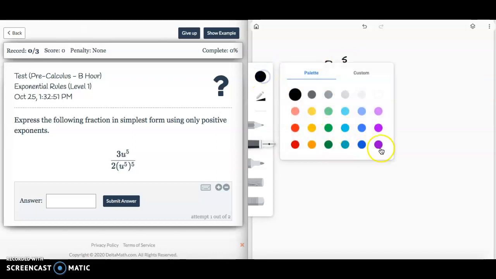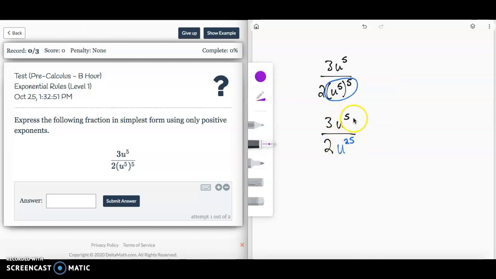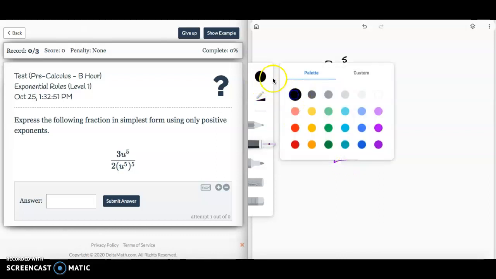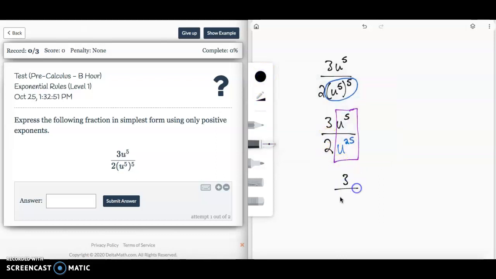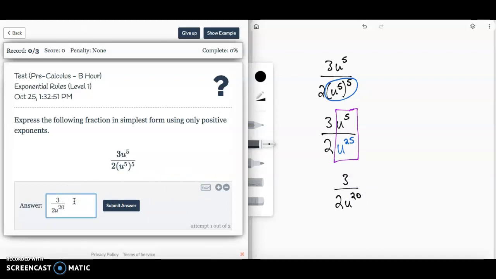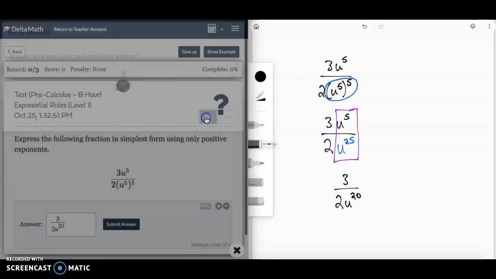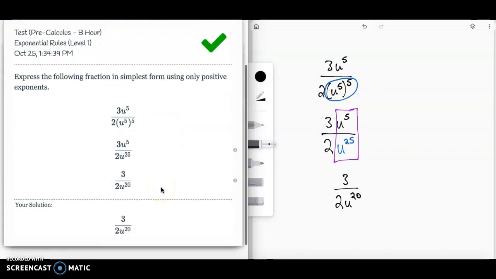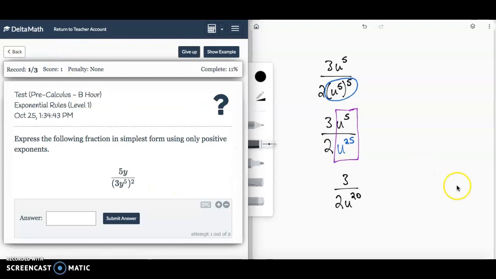Now I ask myself the question, because I notice I have u's on both the top and the bottom: where do I have more u's? Hopefully we say on the bottom. How many more do I have? I have 20 more on the bottom. So 5 of them on the top will cancel with 5 of them on the bottom, and my final answer will be 3 over 2 u to the 20th. So then I can do 3 divided by 2 u to the 20th, just like that. Voila. All right, let's try another one.